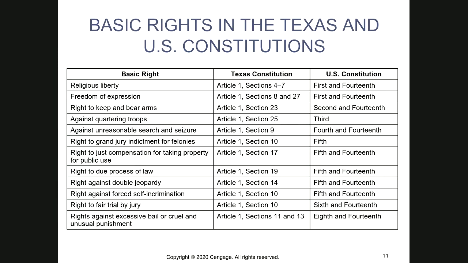Okay, so don't memorize these. This is just designed to give you an overview to see that there are a lot of areas here that we're going to see overlap between the Texas Constitution Bill of Rights and the U.S. Constitution Bill of Rights. Religious liberty, freedom of expression, right to keep and bear arms. That's obviously going to be a big one in Texas. Right to grand jury indictment for felonies. There's going to be a lot.